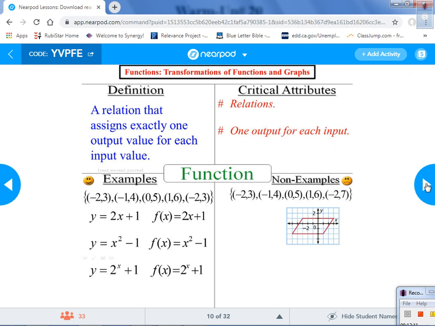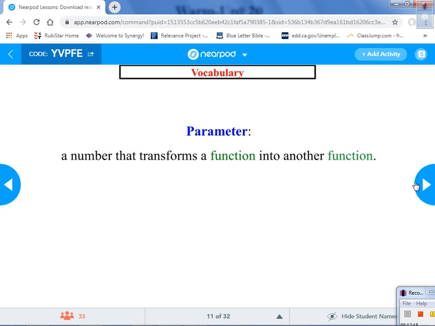All right, what is the one thing that you notice on the objective was different? Parameters. Don't copy this, but what are parameters? Parameters are a number that transforms a function into another function.